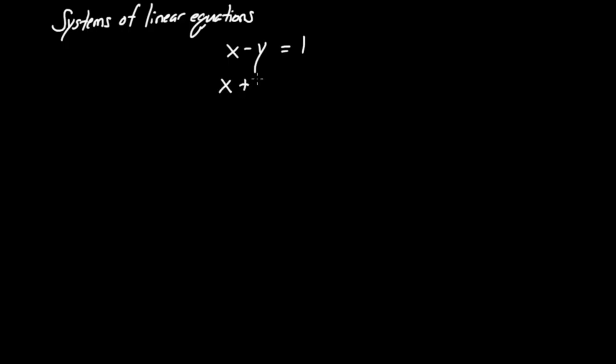In the second equation, x plus 2y is equal to 0. And the problem is to find the solutions, x and y, assuming they exist, that solve both of these equations simultaneously. There are many geometric interpretations for a system of linear equations.